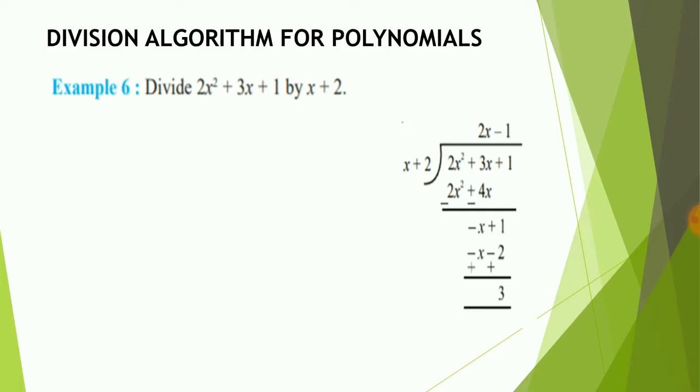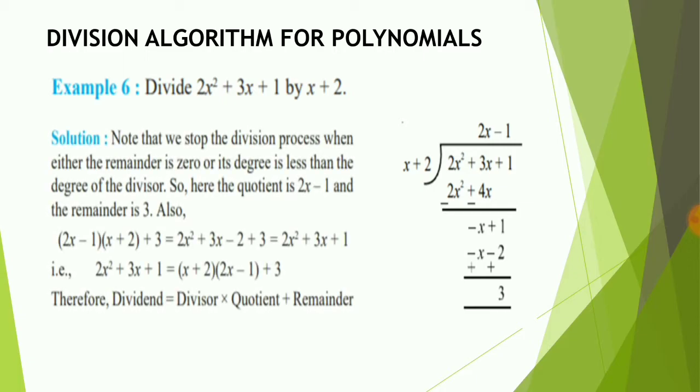So to divide it, we take the first term of the dividend, which is 2x square, and we see the first term of the divisor, which is x. We multiply this x with 2x to get the first term of the dividend, which is 2x square. So we get on division 2x square plus 4x. On subtraction, we get minus x plus 1. Now again, we will multiply this x plus 2 by minus 1 to get minus x minus 2. On subtraction, we get the remainder as 3.